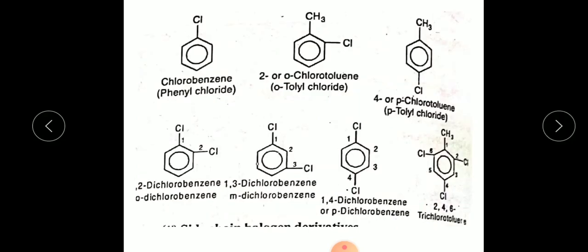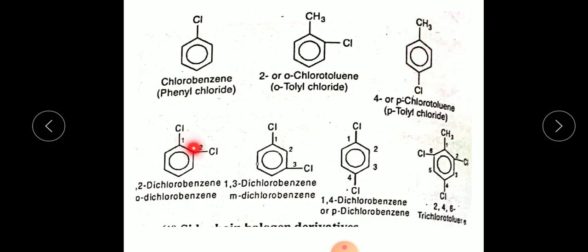Next, this is chlorobenzene, as we know. Now if you want to name this compound, 1, 2, 3, 4, 5, 6, like that. At the 2 position we have chloro, so we can write 2-chloro, and this is methylbenzene, or we call it toluene. Or you can also give this as ortho-chloro toluene, because this is the ortho position. Similarly, this is a para position, so para-chlorotoluene or 4-chlorotoluene.